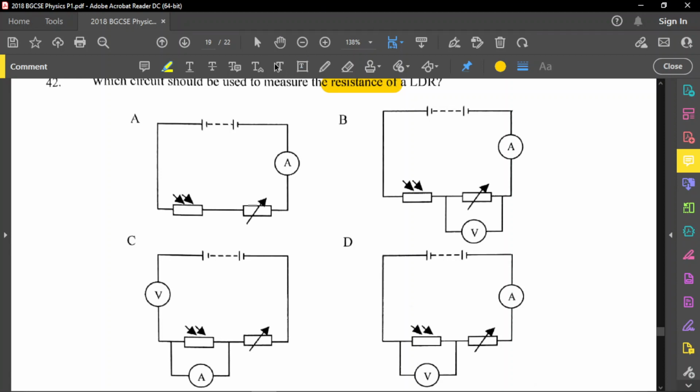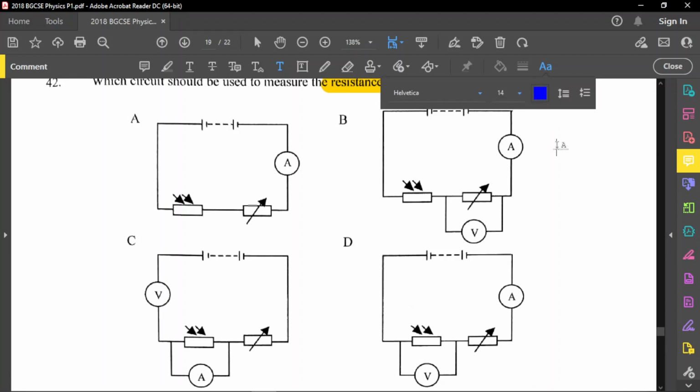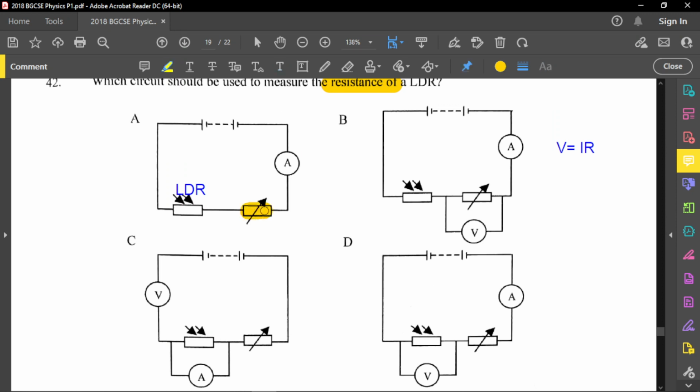Now, to find resistance based on the formula V equals IR, we make R the subject of the formula. That means you need V and I, which is voltage and current, and that goes for any component in a circuit. Now the LDR, as I talked about earlier, is right here. This symbol here is just a variable resistor, so we don't even need to talk about this. The resistance can change in the circuit. But we need to find the current and the voltage across the LDR.